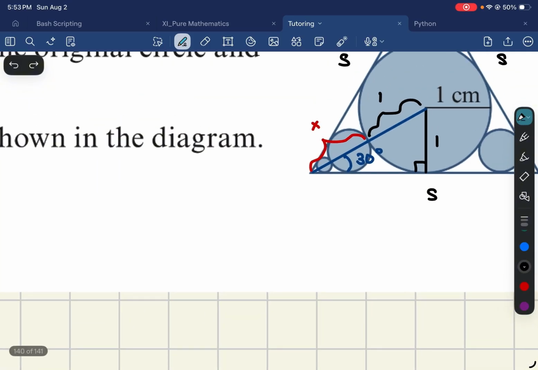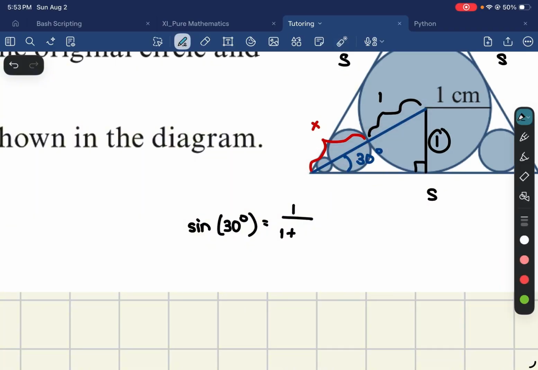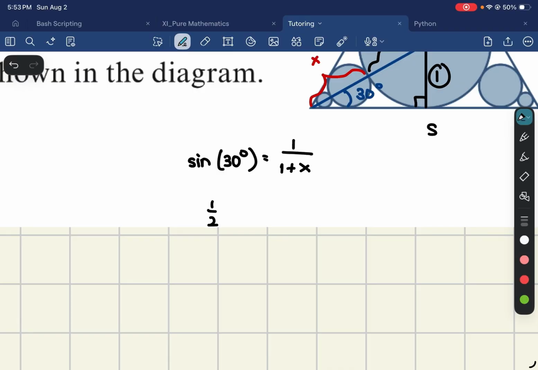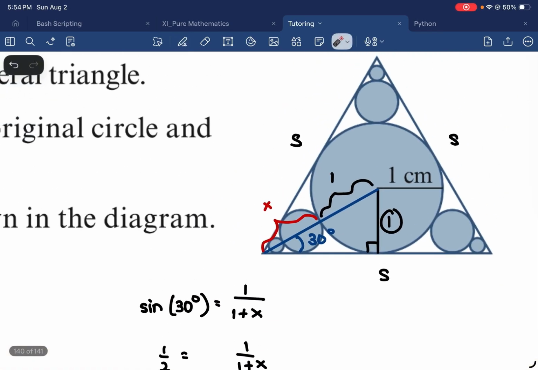So now what we are going to do is use basic trigonometry. So if I use sine of 30 degrees, this is going to be opposite, which is 1, over the hypotenuse. And the hypotenuse is this thing, which is 1 plus x. All right. So 1 over 2 is equal to 1 over 1 plus x. And then if you rearrange your terms, you get x is equal to 1. So an interesting thing that you notice is that the radius of the big circle is 1, and the distance from the edge of the big circle to the vertex is also 1, because x is equal to 1.